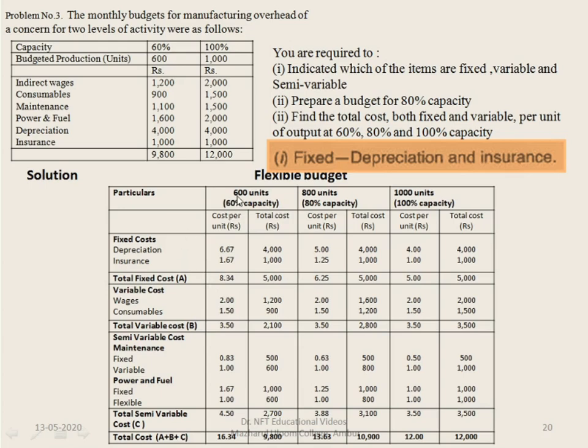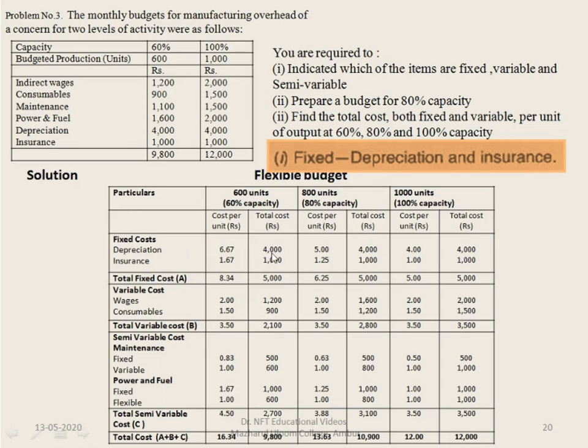Now let us see the solution for this. By seeing the problem, we can make out that depreciation as well as insurance both are fixed. So first we will write the fixed cost. Fixed cost for the 4,000 total, where the total cost remains constant for fixed cost. So here for depreciation, total cost is 4,000, 4,000 and 4,000 for all the three different levels of activities, that is for 600 units, 800 units and 1000 units.